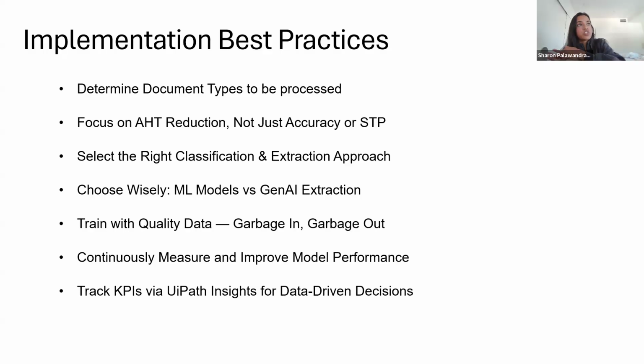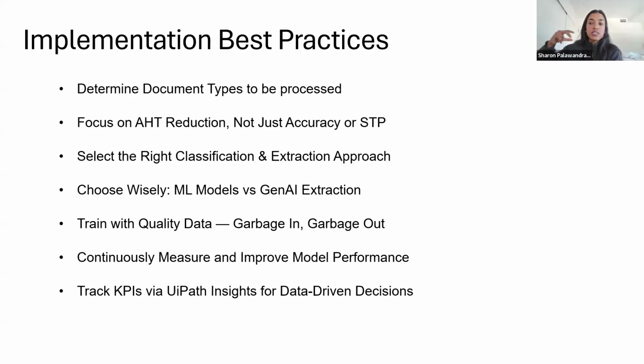Machine learning models versus Gen AI extractions. Choose wisely. So the reason why we're saying this is the downside of generative AI extraction is that we don't have a barrier to check for confidence levels as opposed to machine learning models. Now, in UiPath, when you build a machine learning model, you get a lot of data that comes with it. Like you get the pass through, you get the confidence score, and you can fine tune it.